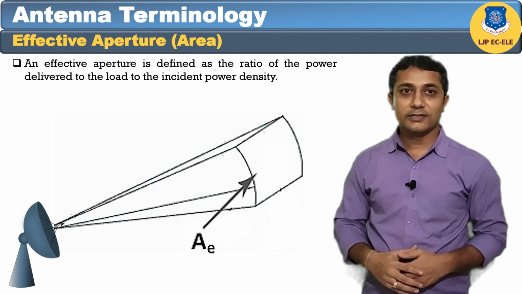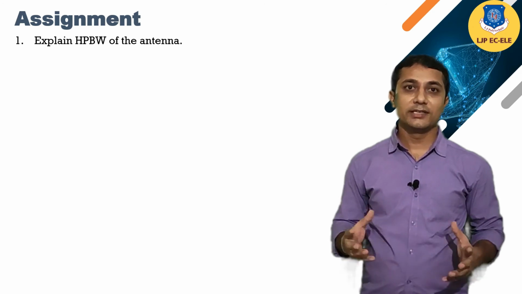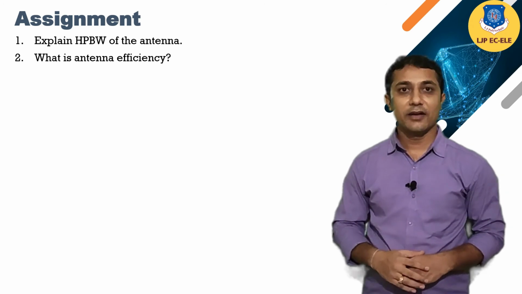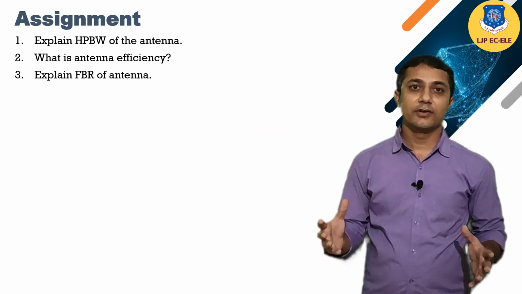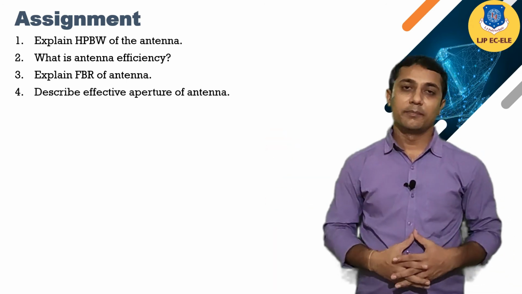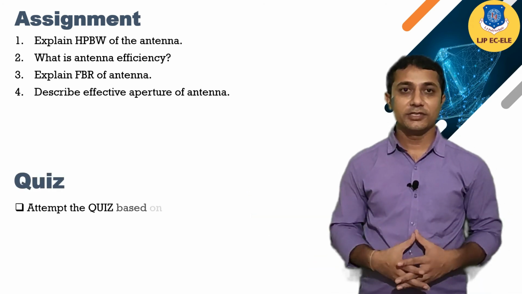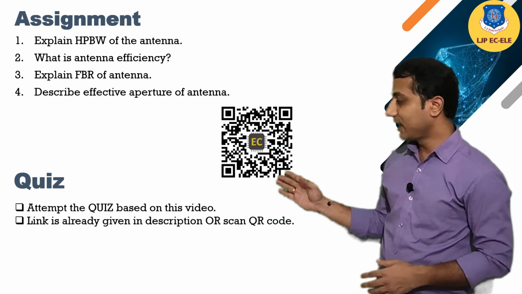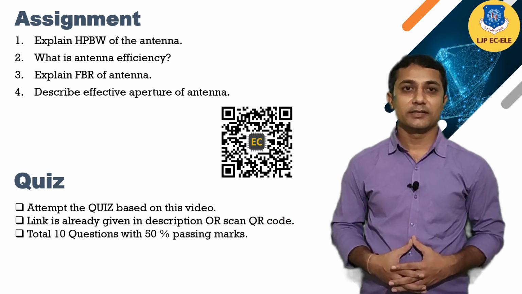Now let's see what the assignment is for you. First, explain HPBW, that is half power beam width of an antenna. Second, what is the antenna efficiency? Third, explain FBR, the front to back ratio of an antenna. Fourth, describe the effective aperture of the antenna. Or you can attempt the quiz based on this video by the link given in the description, or you can scan the QR code. There are a total of 10 questions with 50% passing marks.